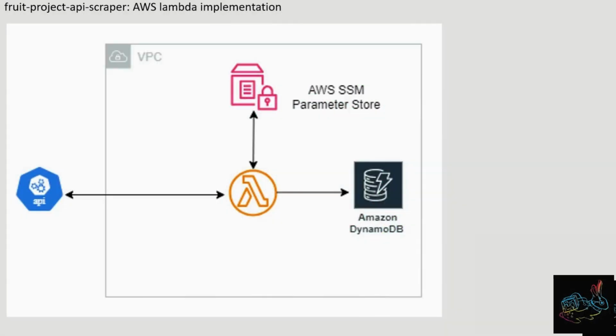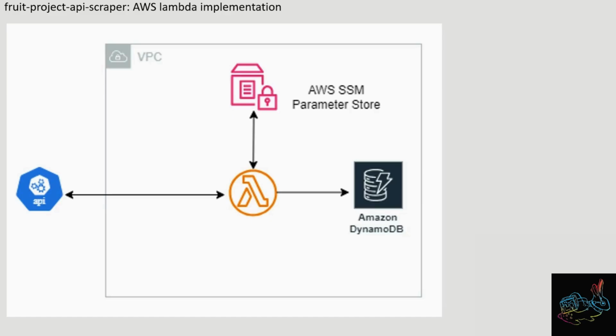In this video, we're going to test out the feature deployment for the AWS Lambda provisioned for the Fruit project in a dev account in AWS. As a reminder, the Lambda for the Fruit project API scraper can be executed with a payload, so environment variables are fetched from the AWS SSM parameter store.